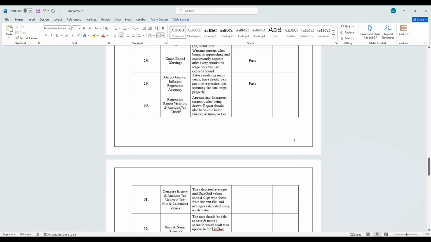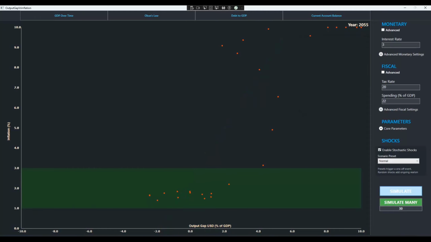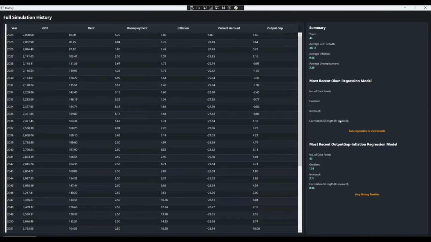Moving on, regression report visibility and analysis tab check. So after we've run this regression, when we press simulate, this all should disappear, and we should be able to continue with our simulation. Furthermore, we should be able to view the regression details in the analysis tab, and it should be stored there. So simulating, and as you can see, everything disappears, and we can continue. Going back to the analysis tab, you can see right here, most recent output gap inflation regression model, and it shows the gradient and intercept here.